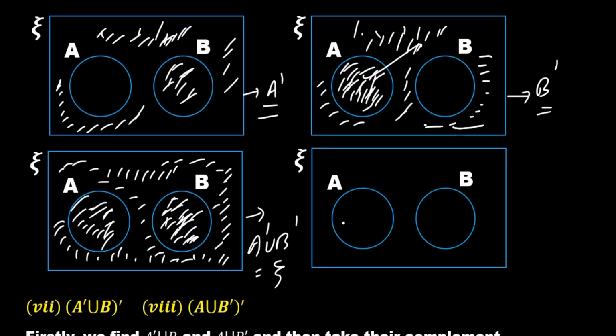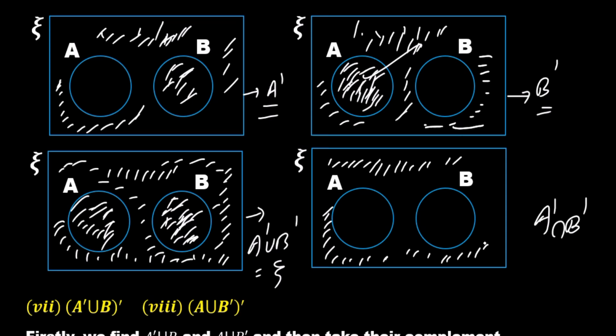Now A complement intersection B complement. What is common in both figures of A complement and B complement? This shaded area is common in both of the figures, that is outside both of the circles.